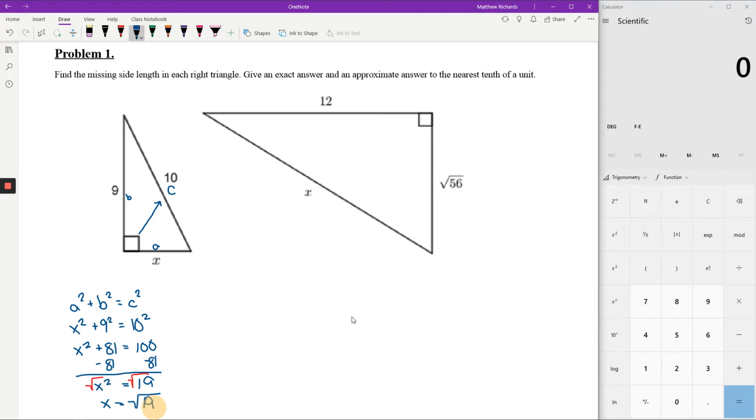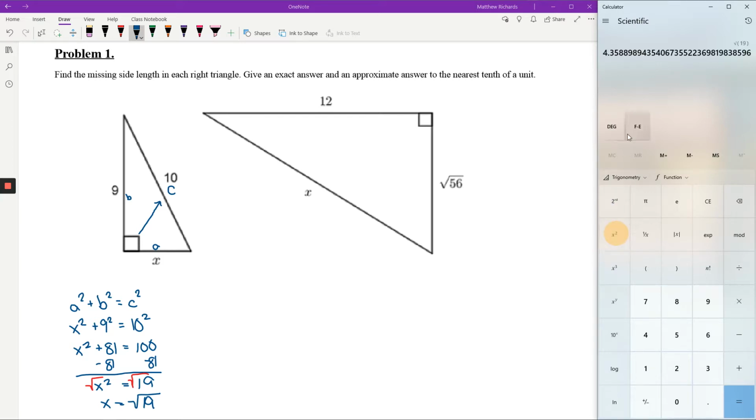That's our exact answer. But if we look at a calculator now, we can say, what is the square root of 19? Well, I'm going to hit 19, I'm going to hit my second button and square root to get this 4.358 thing. Well, nearest tenth of a unit means we're going to make this about equal to 4.4 units.